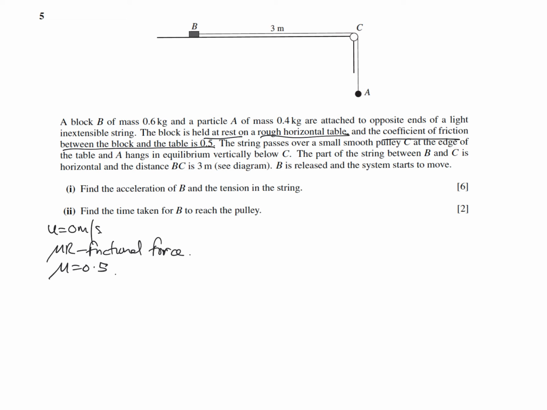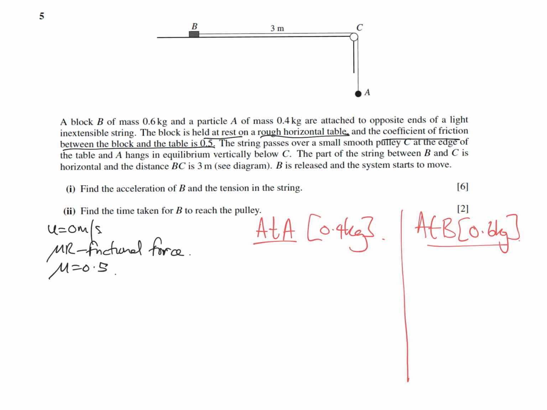Okay, let's look at the question. So first at A, the mass is 0.4 kg, and at B the mass is 0.6 kg. Okay, that's B and that's A. Now let's use the formula. When there's motion, it's moving towards the right, and likewise A will be moving downward. So what happens at A? mg minus T equals ma.